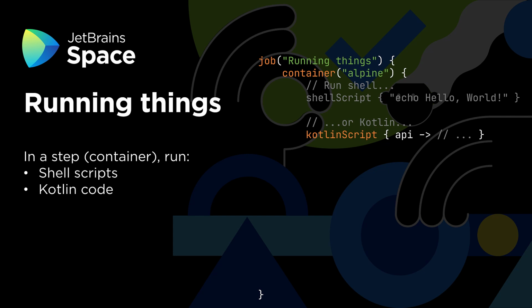On the slide here, you will also see that we are getting the API parameter passed in. The API parameter gives us access to Space Automation and Space itself. So if you write Kotlin scripts and you make use of that API variable, what you can do is, for example, post something to a chat message or send a message to a chat or maybe close a code review, things like that. So that can be done through that API variable that you get.